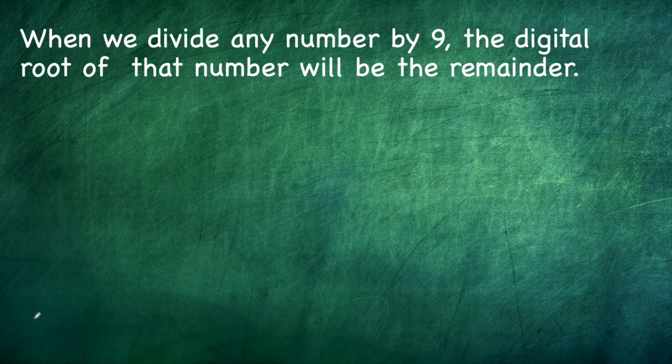One more important use of digital sum is that when we divide any number by 9, the digital root of that number will be the remainder. For example, I am going to divide 13 by 9. If we divide 13 by 9, we get the remainder 4. If we add 1 plus 3, that is also 4. So when we divide any number by 9, the digital root of that number will be the remainder.